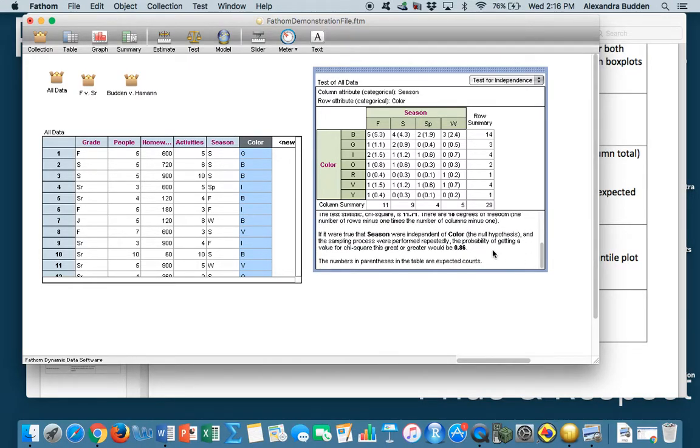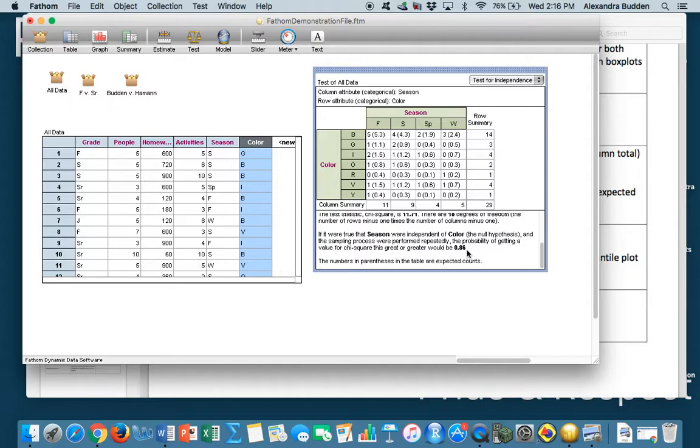Going down, we're going to find our p-value. Our p-value is 0.86. Because that is bigger than 0.05, we will fail to reject the null, which means we do not have evidence of a relationship. So there could be a relationship between color and favorite season, but we don't have enough evidence to show that.